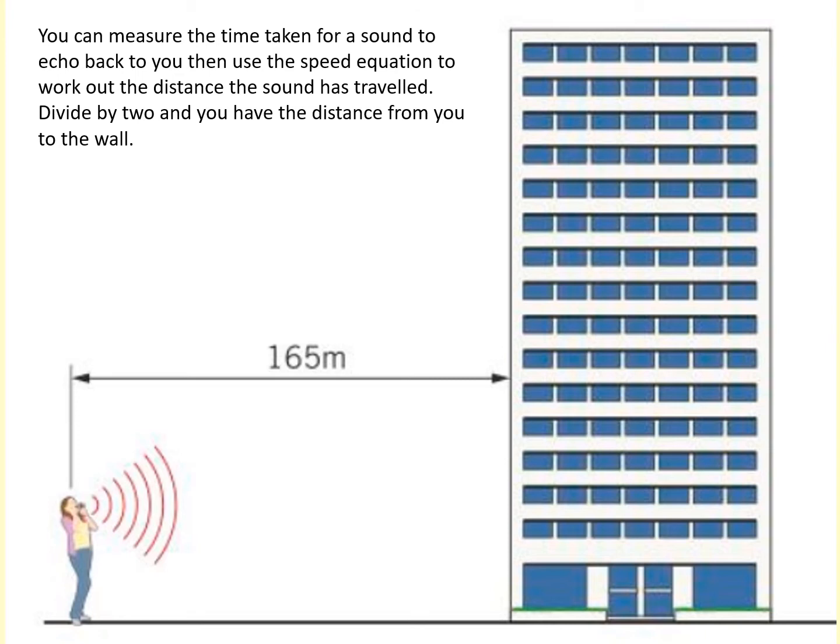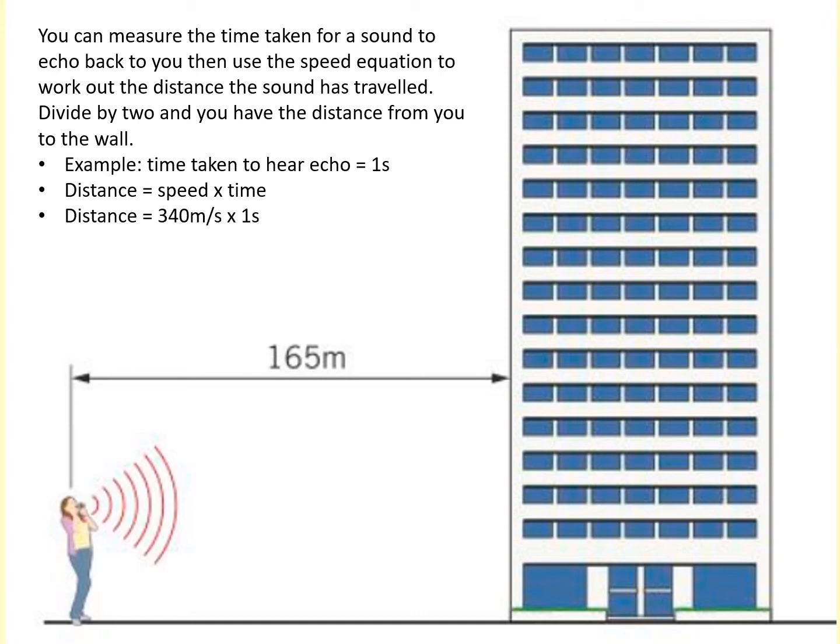So let's have a look at the calculations for how you would actually work this out. So for example, the time taken to hear the echo is 1 second. So we can use the equation distance equals speed times time. We'll get into speed, distance and time in more detail in year 8. So this is a little preview. So therefore, if we plug the numbers, the values that we know into this equation, we can work it out because we can remember from a previous lesson that the speed of that sound is 340 meters per second.